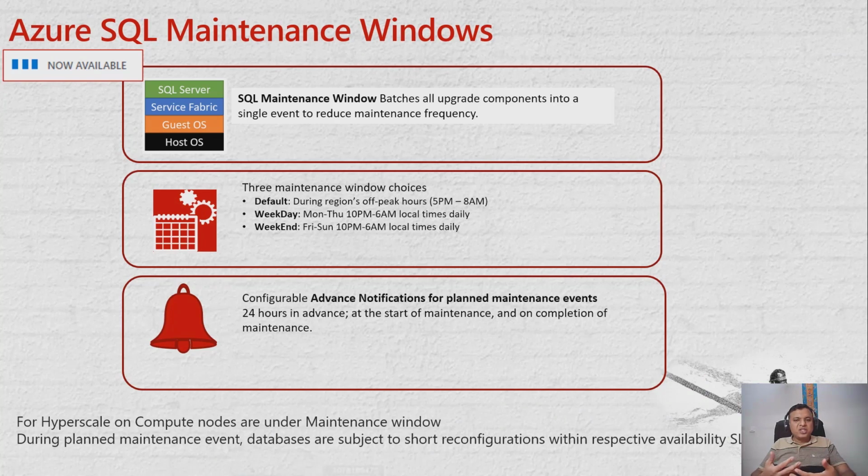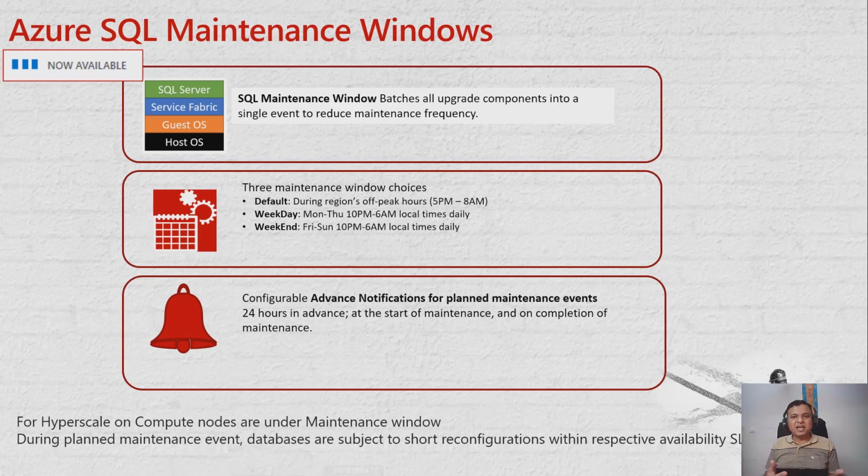Another thing which became GA roughly in March of this year, March 2022, is the maintenance windows. The maintenance window is basically flexibility given to a customer to define when it is okay for us to patch the database. Now, as you can imagine, software needs upgrades. It could be an OS, it could be a host machine which is hosting the guest machines, or it could be the SQL Server binaries itself. They all need patching on a regular basis.